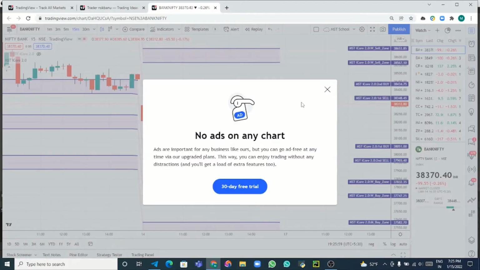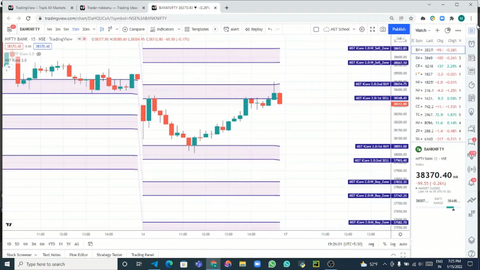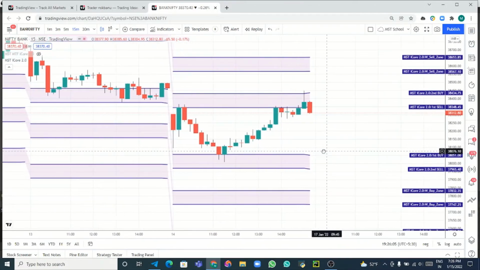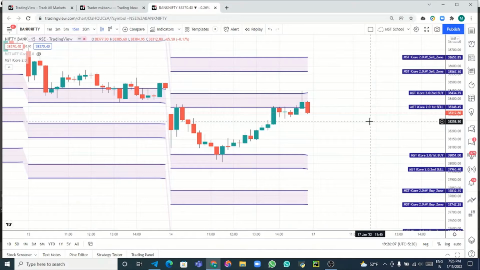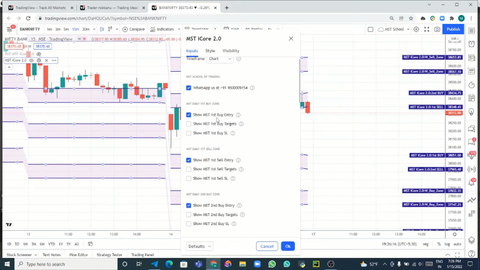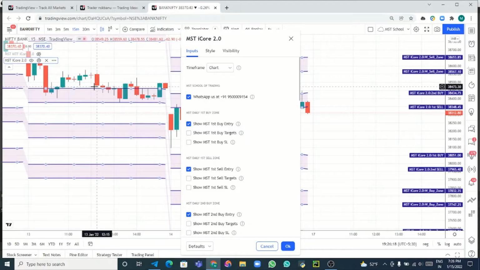So we have been discussing a single indicator. Today let us discuss the previous performance of the MST ICO 2.0 indicator. We have recently given an update for the indicator, so I will show you what updates we have given.